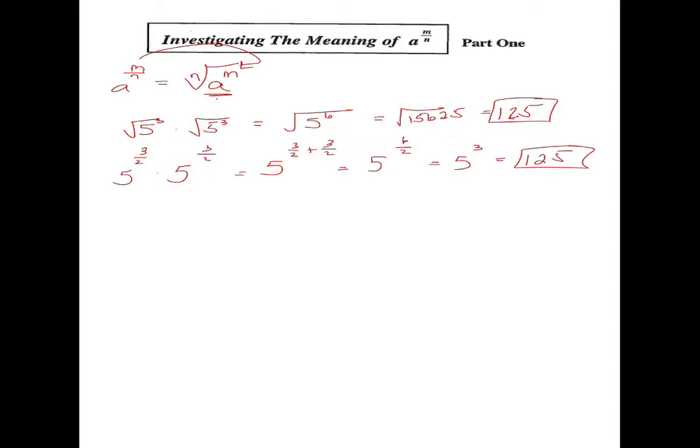So if you notice, it's written two different ways, but basically they represent the exact same thing. One is written in radical form, and one is written in exponent form. Okay? All right. Let's look at several examples.